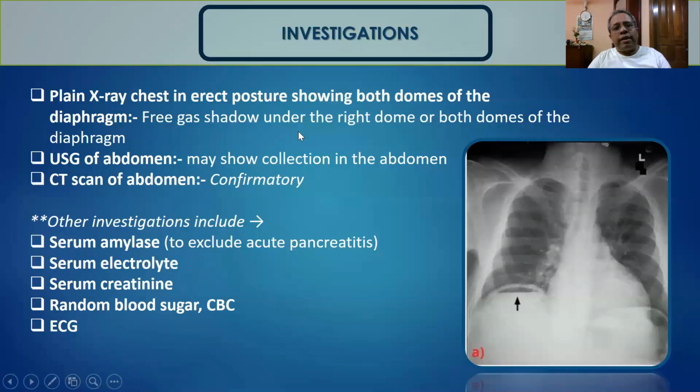But in the case of X-ray chest, whenever the patient is able to stand, then do X-ray chest in erect posture. But whenever the patient's abdomen is hugely distended and the patient is not capable of standing, in that case, you can do a plain X-ray abdomen in lateral view.